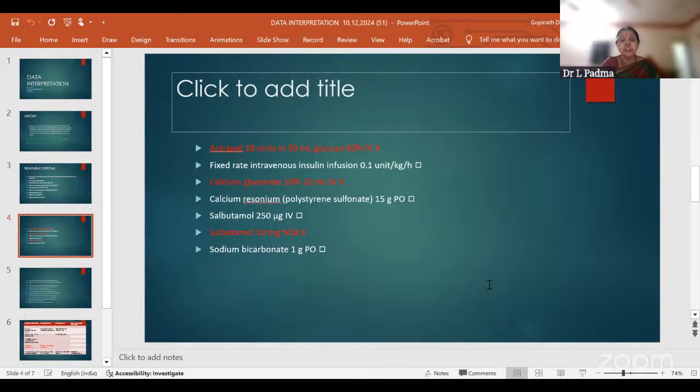So our choice would be Actrapid 10 units in 50 ml of 50% glucose. You have to combine like this and give IV stat. What's the reason? Insulin's action is that it will send the potassium into the cells, so hyperkalemia is reduced. This is the reason why we have chosen these things.